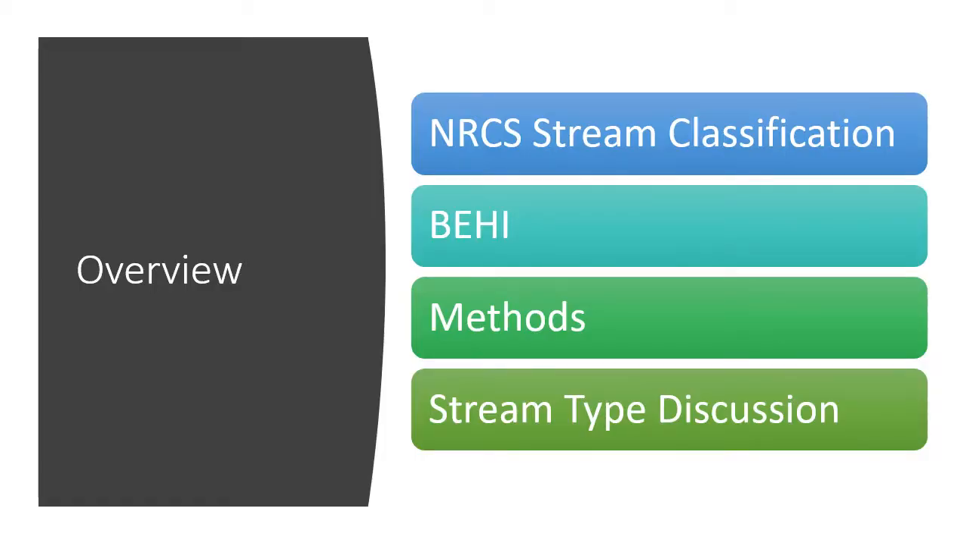So in a quick overview of this presentation, I'll be discussing the NRCS stream classification, how it works exactly, the BEHI methods, the bank erosion hazard index, the methods used to obtain the data for these classification types, and I'll be discussing the stream type.